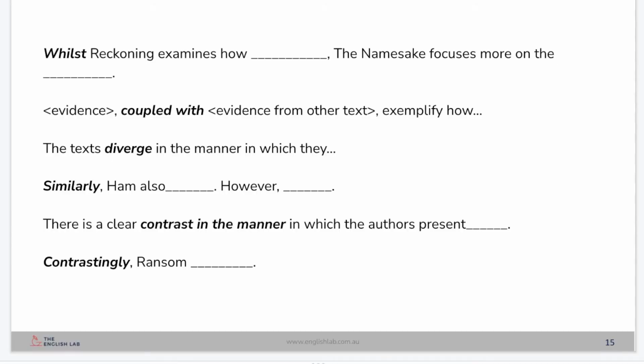I've put some on the screen right now. Using really basic terms like whilst, coupled with, diverge, similarly, contrast in the manner, contrastingly. These are all pretty basic terms. I'm sure that no one watching this video is looking at it going, wow, I've never heard the word whilst before or anything like that. But when we start to look at the ways that that language can work, it's allowing us to be really succinct and direct in the way that we compare.